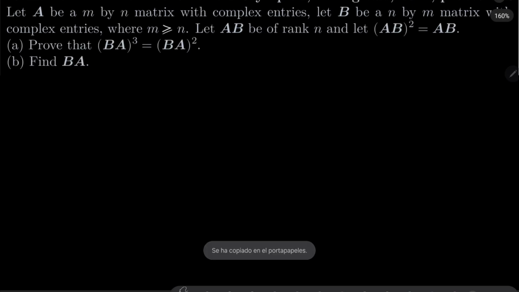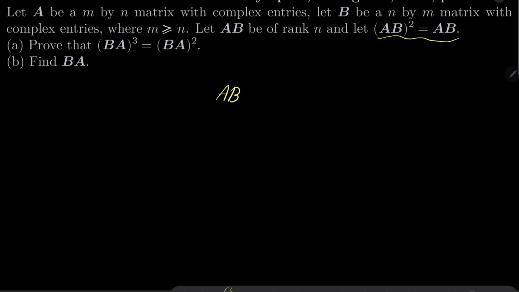Alright, so let's start with part A, because part A is very, very easy. Or maybe first let's expand our assumption. (AB) squared equals AB. It of course means that AB times AB equals AB. Now, part A. What is (BA) cubed? Well, (BA) cubed is BA, BA, BA.